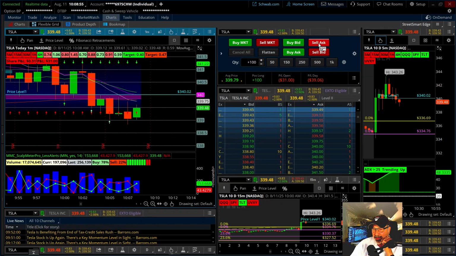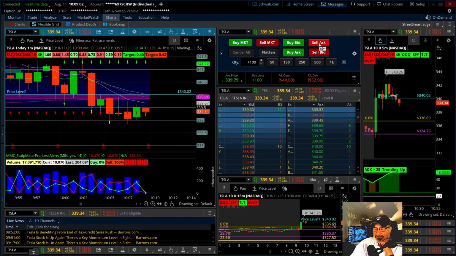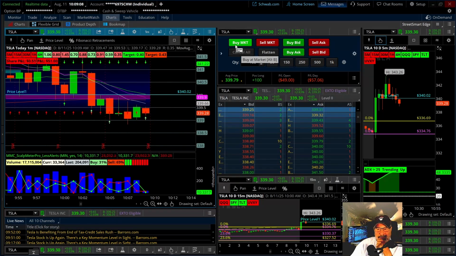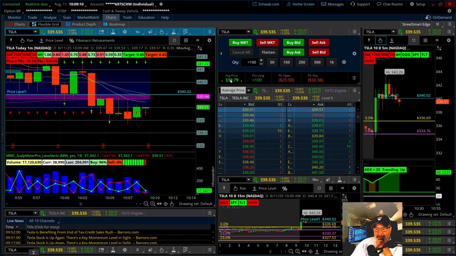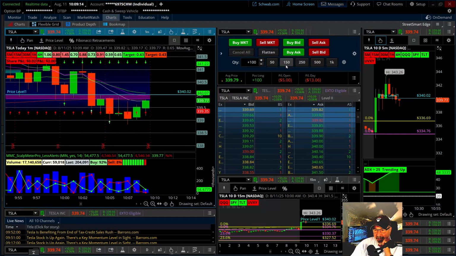Always risky. You want it to be going your direction when you add, not against you, just to get a better price point. I'd like to get this down to like 330, 320. Then I could have got out a whole bunch of times.